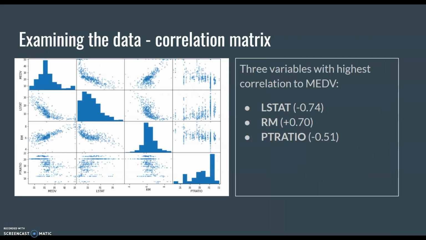Also, with the correlation matrix, as you can see, the three best correlated variables are LSTAT, RM, and PT ratio, which stand for, respectively, the percent lower status of population, the number of rooms per dwelling, and the pupil to teacher ratio. As you can see, the LSTAT ratio is negatively correlated, RM is positively correlated, and PT ratio is negatively correlated. But these would probably be the most important variables moving forward.